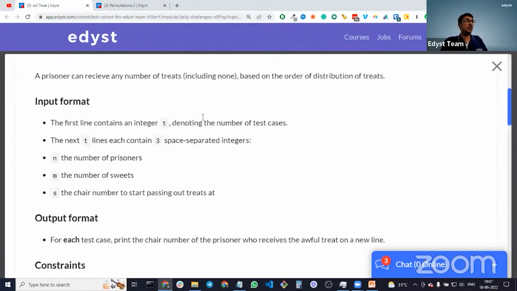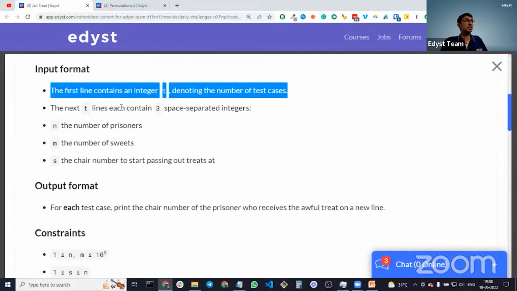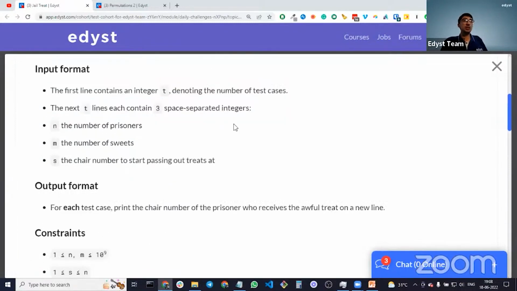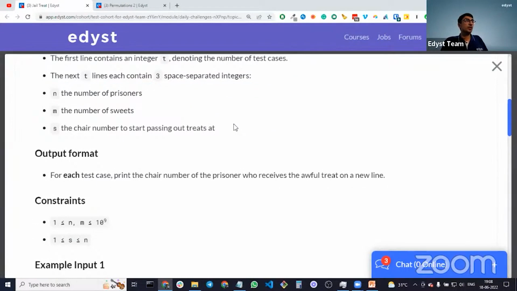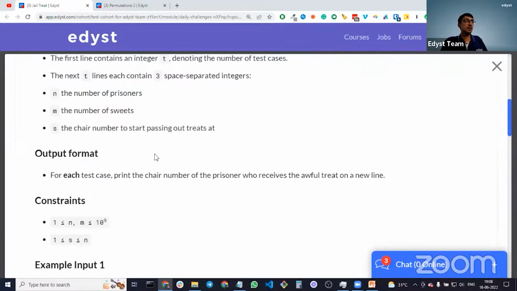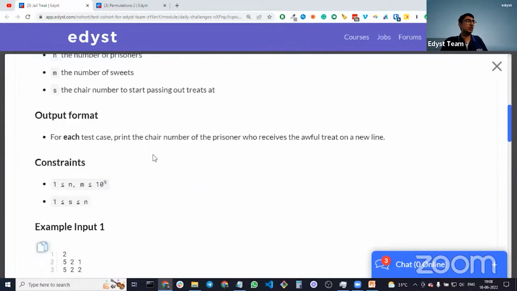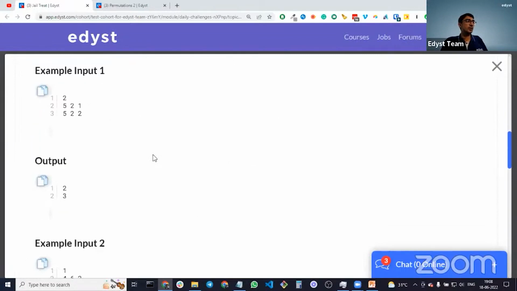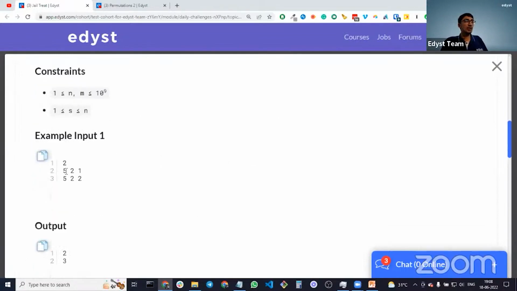First line contains T, denoting the number of test cases. The next T lines each contain 3 space-separated integers: N, the number of prisoners; M, the number of sweets; and S, the chair number to start passing out the treats at. And where does S start from? Do they have a given answer for that? So for example, there are 5 in this case.